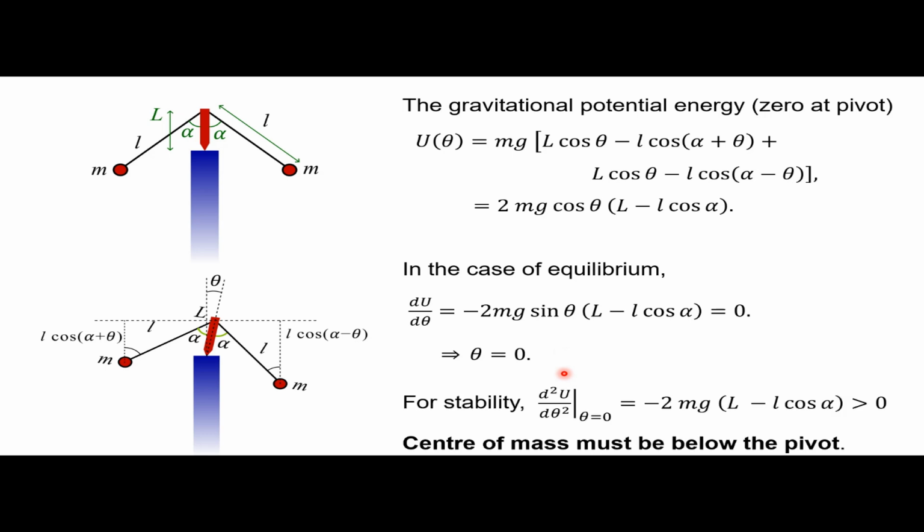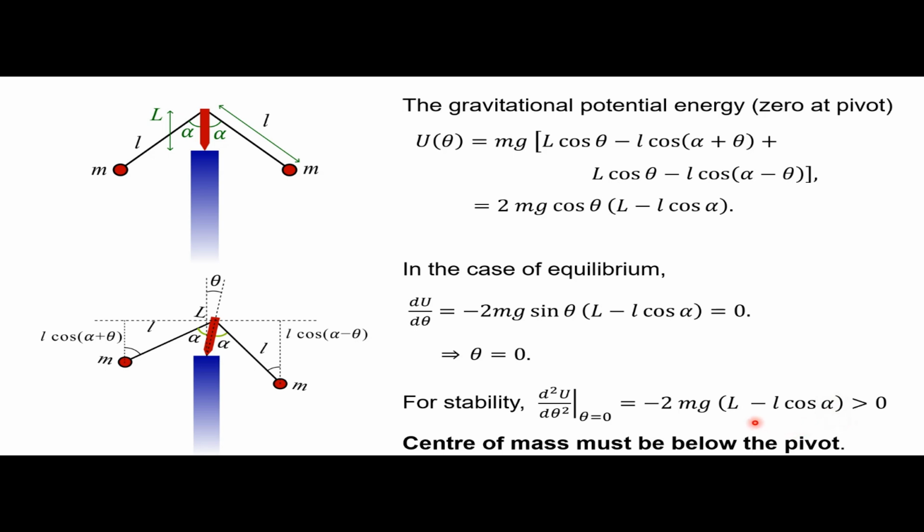For stability, we also see that when we take the second derivative of the potential energy at theta equal to 0, if it is positive, then we have a stable condition. So when we take the second derivative, sin theta will become cos theta, other terms will remain constant, and at theta equal to 0, cos 0 is going to be 1. So the second derivative of potential energy at theta equal to 0 turns out to be minus 2 mg times capital L minus l cos alpha, and this has to be positive.